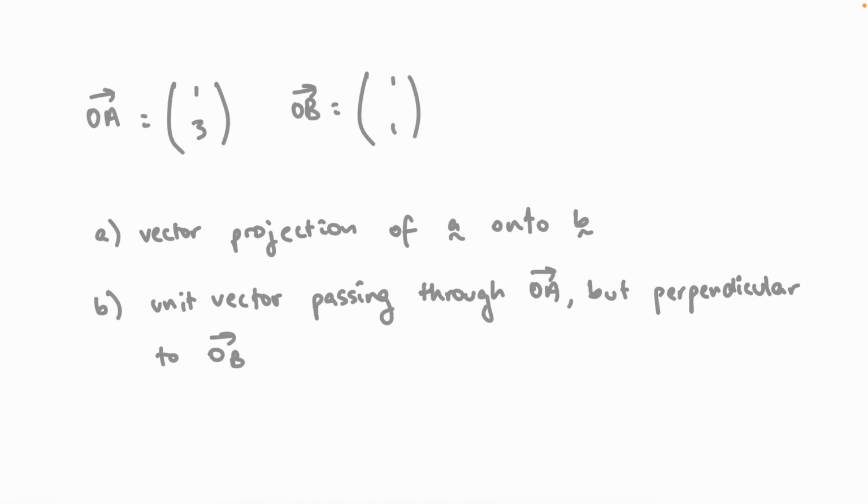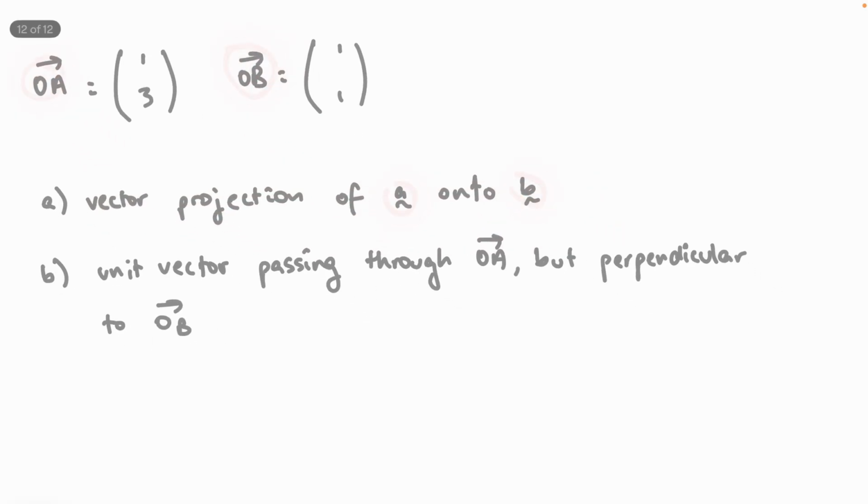Okay, this is our next question. We have two position vectors, so the position of two points, (1, 3) and (1, 1), and they're given the labels OA and OB. Find out the vector projection of A onto B, where A is just OA and B is just OB. So let's first do that.